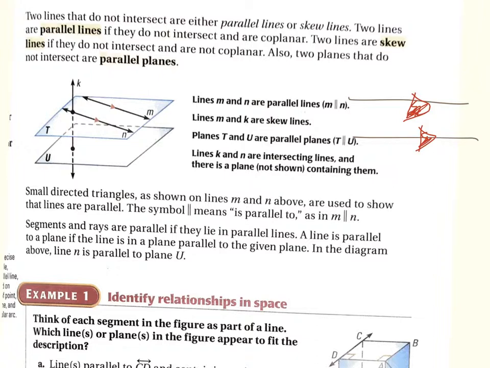And then finally, we have parallel planes. This one should be pretty obvious. These are two planes that do not intersect. Again, if you look down at our diagram, you can see plane T here. This one's up nice above plane U. Those two are not going to intersect, so those are parallel planes.